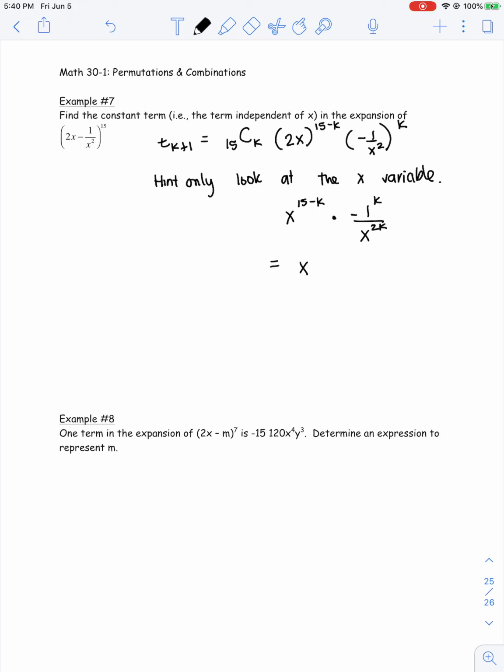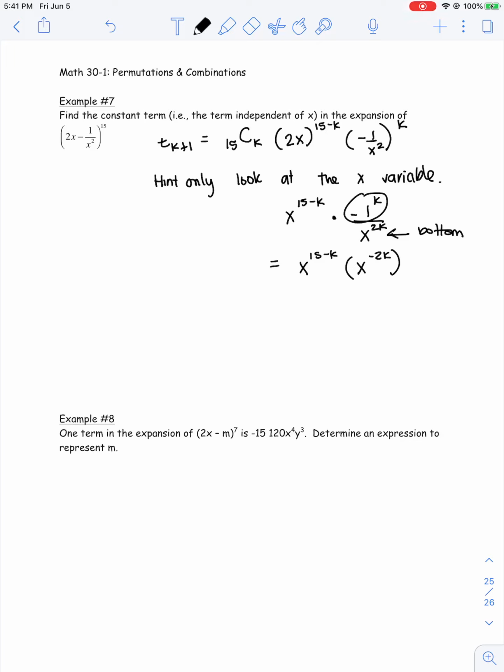Okay, so what we have so far is x to the power of 15 minus k, and then negative 1 to the power of k. We can really ignore that and just leave it as 1, because what we'll do is flip this fraction to be on the same level. So we'll go x to the power of negative 2k. We're ignoring this part because it doesn't have the variable of x, so we just care about the bottom right now.